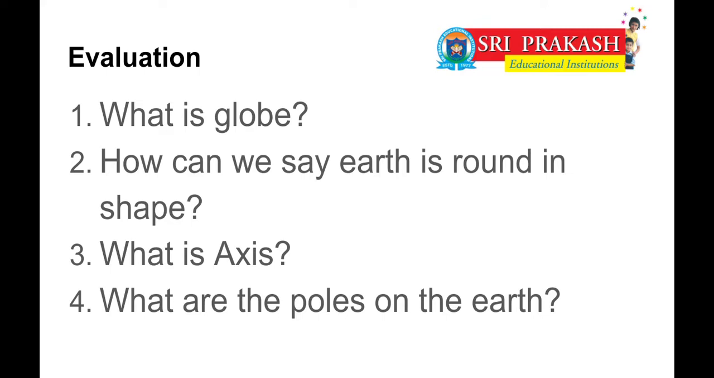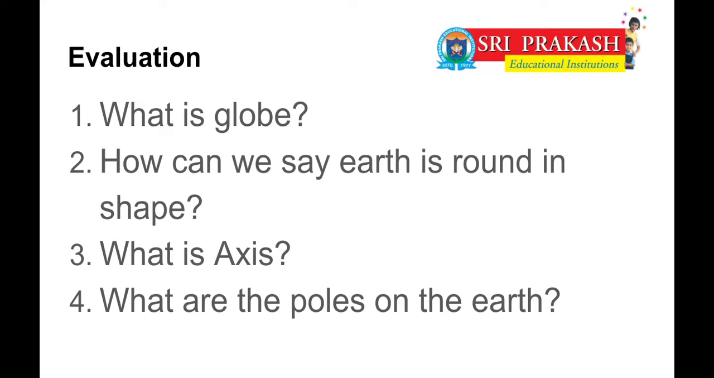Okay. What is a globe? A globe is nothing but the map which is joined together. The east and west, when we join together, come as a globe. A globe is a model of the earth. And how can we say earth is round in shape? It was proved by navigators and satellites in the 15th century.